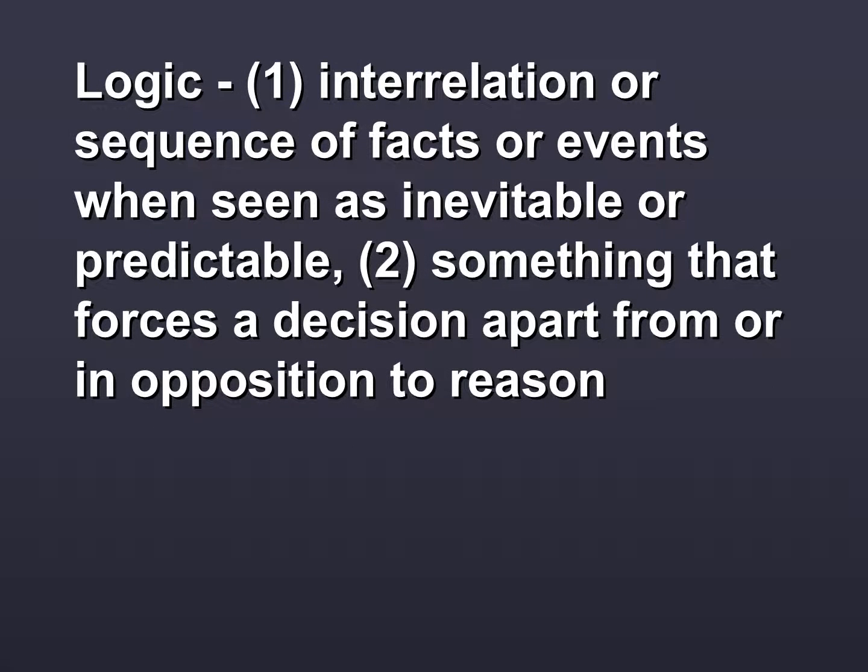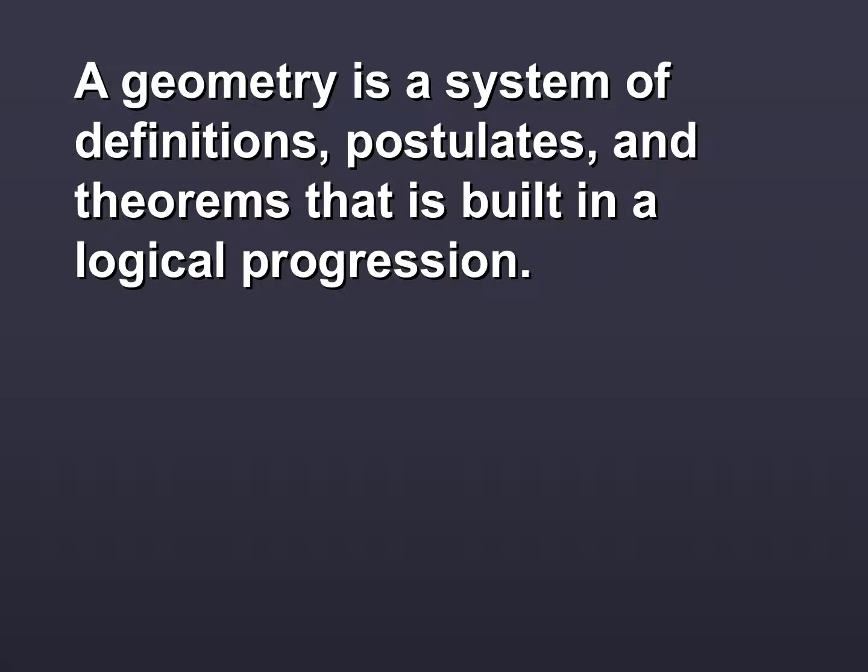So logic is the interrelation or sequence of facts or events when seen as inevitable or predictable. Logic is also something that forces a decision apart from or in opposition to reason. So geometry is a system. It's a system that's built out of definitions, postulates, and theorems. And all of these definitions, postulates, and theorems are going to be built in a logical progression.